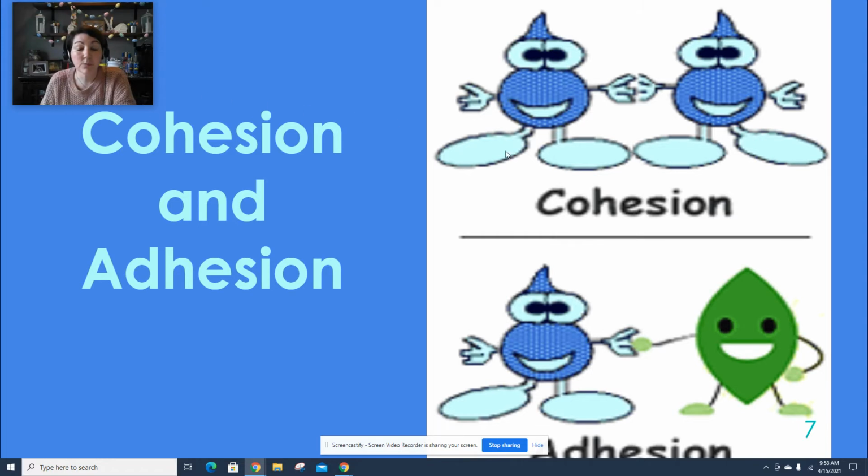First of all, it creates cohesion, which means water molecules will stick to other water molecules, which is why we see water droplets and also why when water spills, it seems to stick together. We also see adhesion, which is when water sticks to another molecule, like glass or a leaf.